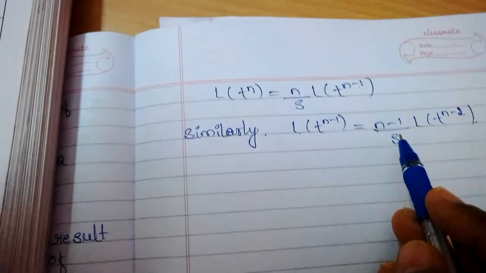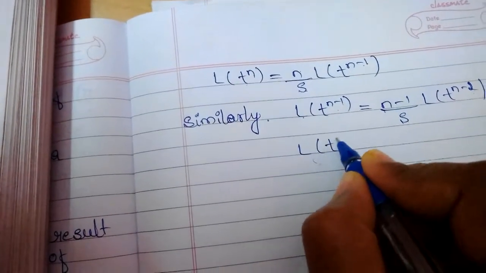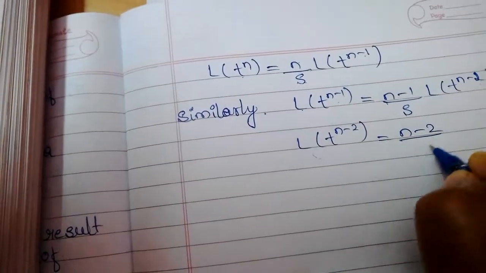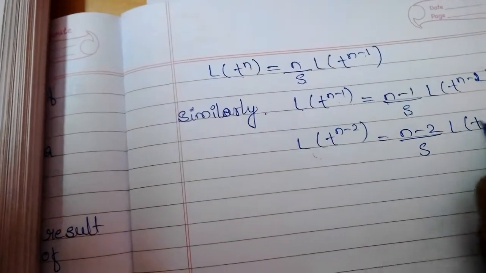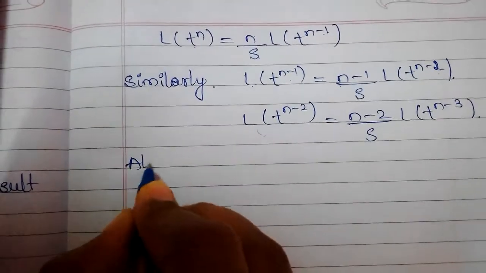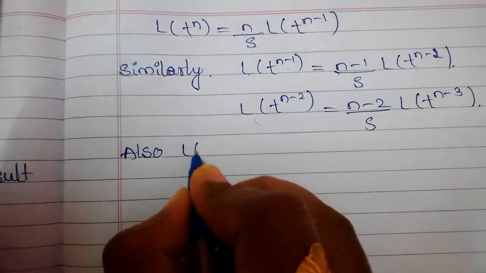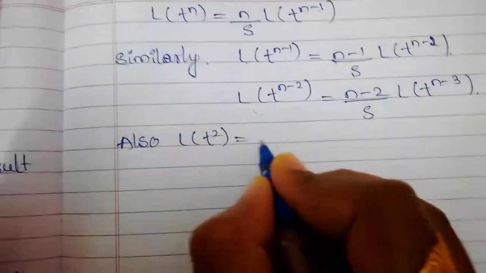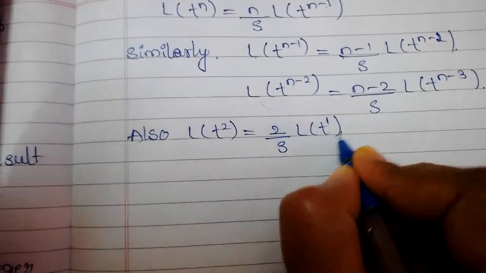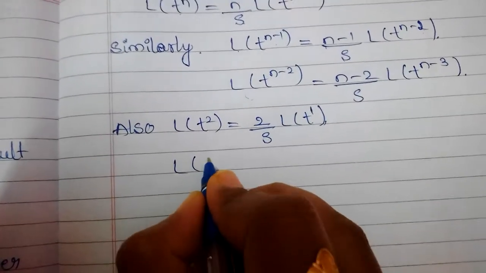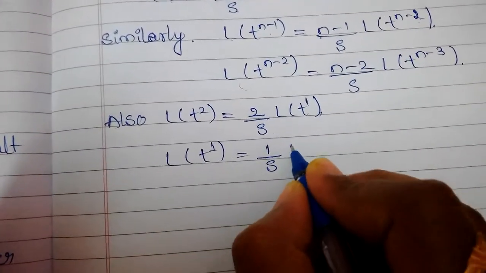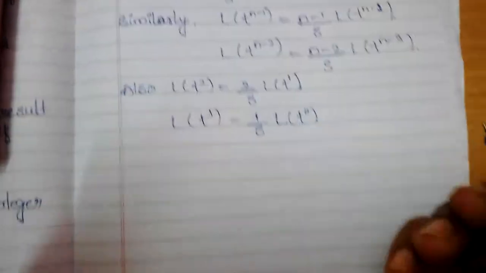Like that, the Laplace transform of t raised to n minus 2 is equal to n minus 2 divided by s into the Laplace transform of t raised to n minus 3. Also in the same way we can write the Laplace transform of t square is equal to 2 by s into the Laplace transform of t raised to 1, and the Laplace transform of t raised to 1 is equal to 1 by s into the Laplace transform of t raised to 0.